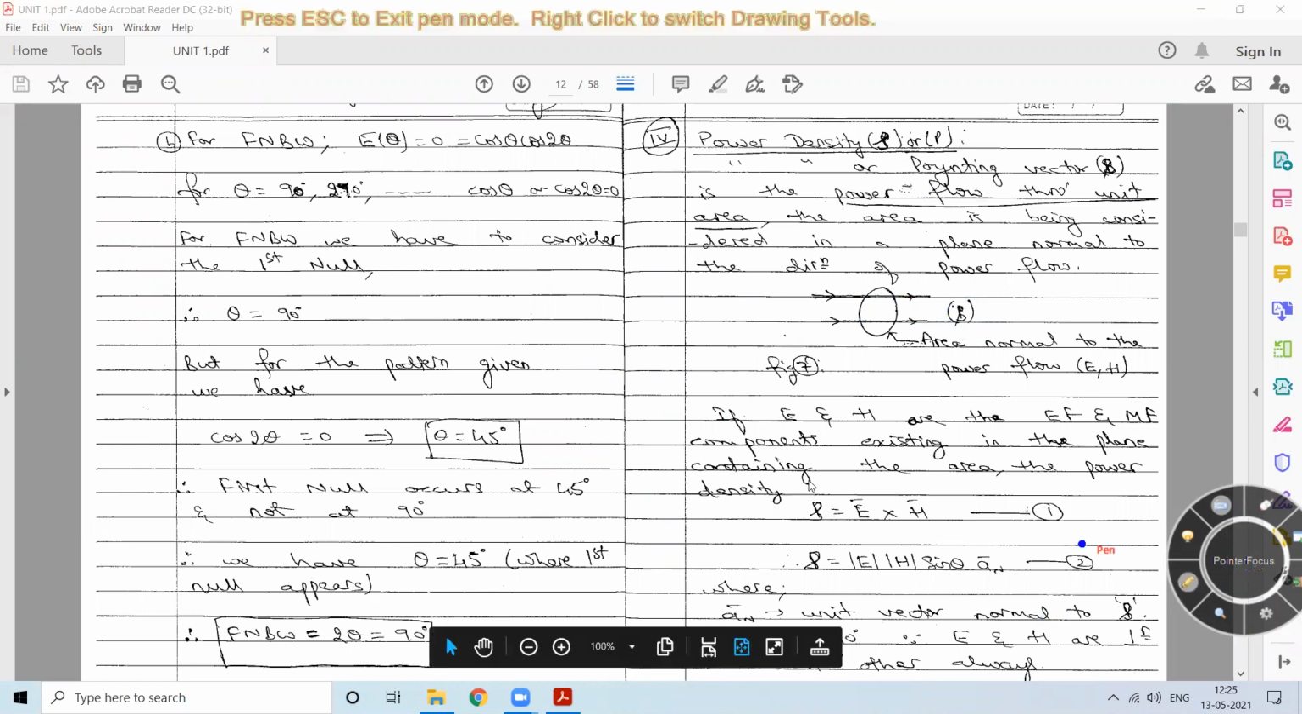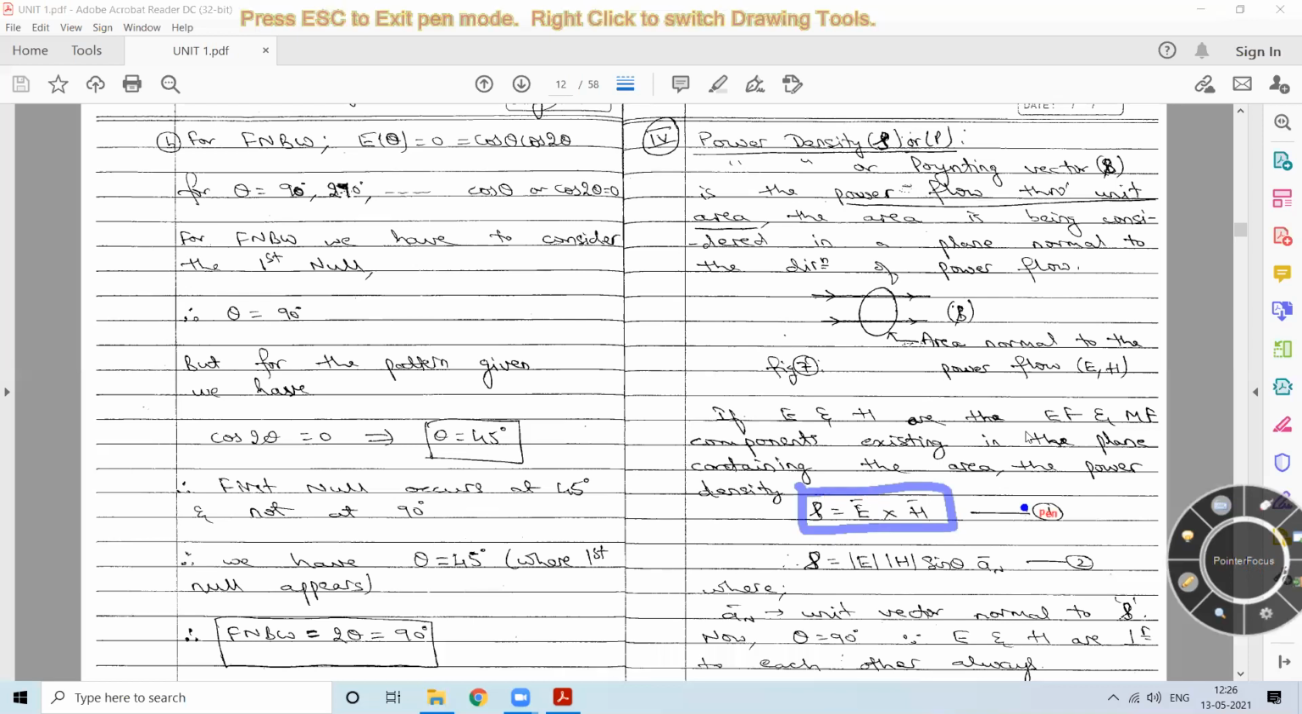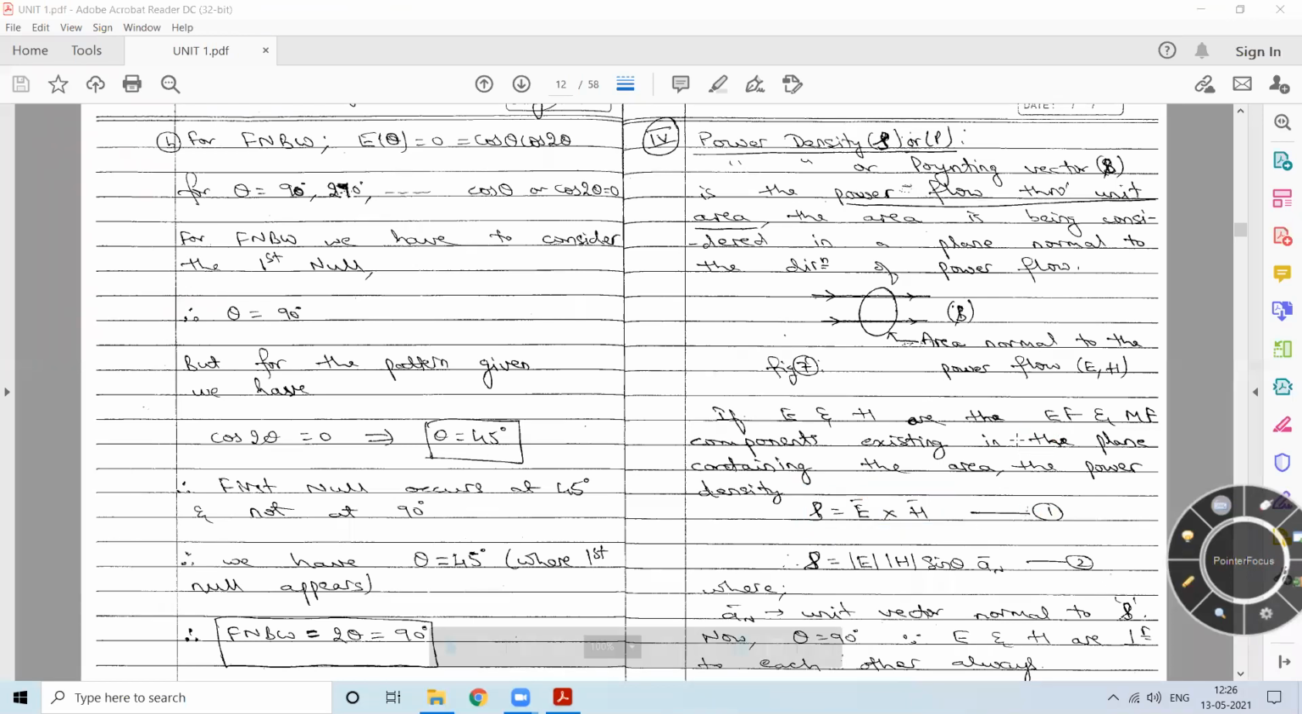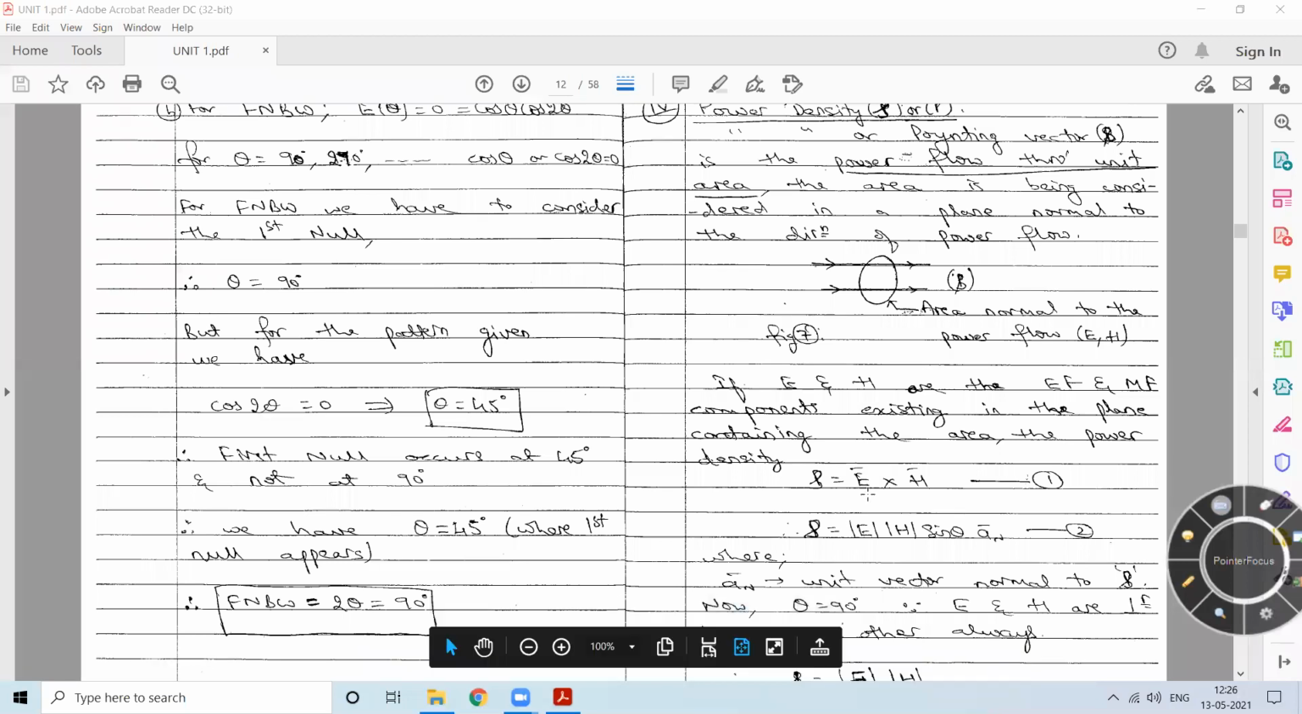Now, how is it given in terms of the electric and magnetic field? Power density is given by the cross product of the electric and magnetic field components. When I expand the cross product, I have the magnitude of E into the magnitude of H, into the sine of the angle between E and H, and the unit vector, which is in the normal direction to the power flow, or the power density.